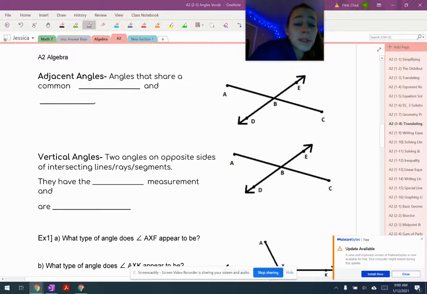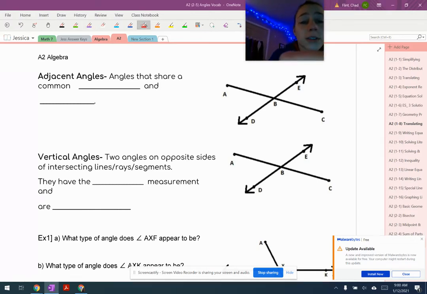Okay, so the next two angle relationships that we're going to look at are adjacent angles and vertical angles. Adjacent angles, not super important if I'm being honest. Adjacent angles are just angles that share a common vertex and a side. So remember, when I say vertex, I mean like that middle point. So like B right there, that's the vertex. So angles that share a common vertex and a side.